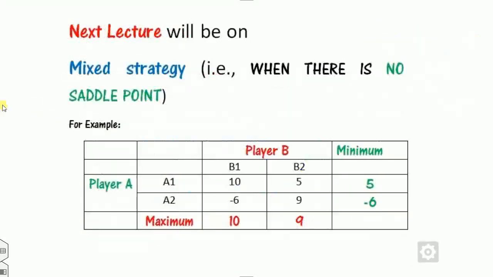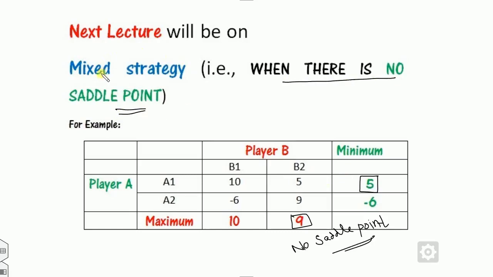Next lecture, we will study what happens when there does not exist any saddle point. That method is called the mixed strategy. So far we have studied the pure strategy methods. The next lecture will be on the mixed strategy. Look at this example. If you find the minimum, it is 5, and the maximum among them is now 5, and then the minimum. Does any saddle point exist? No, there is no saddle point. So how do you solve this game problem? When there is no saddle point, what is the rule for finding the value of the game? That will be my next lecture, and you will be able to understand.